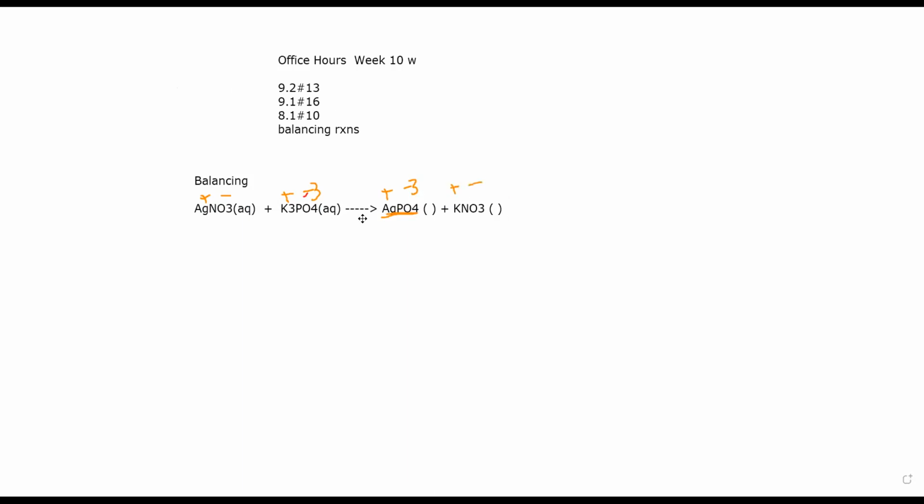Then I can go ahead and fix my compounds. In order to fix this one, I'm going to need 3 silvers there. I can already predict that this is aqueous because nitrate compounds are. Hopefully you're all muted and saying always aqueous right now. And now I've got that subscript 3 for the silver, which means that I'm going to have a nice charge balance on that as well.